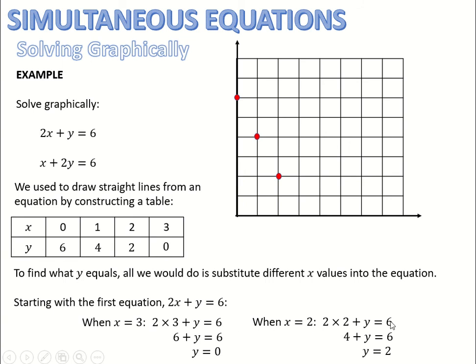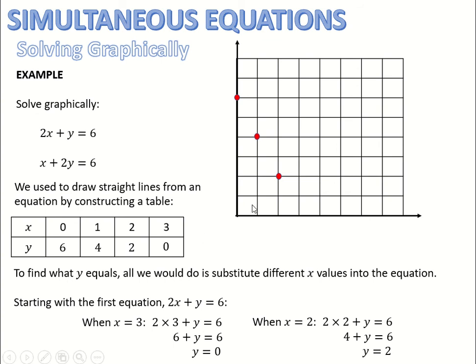So when x is 2, 2 times 2 plus y equals 6. So we get 4 plus y equals 6, in which case y is 2. That's that point there. So I have the point 2, 2, which is there, and then I have this point here. When x is 3, then y works out as 6. So that gives me the point 3.